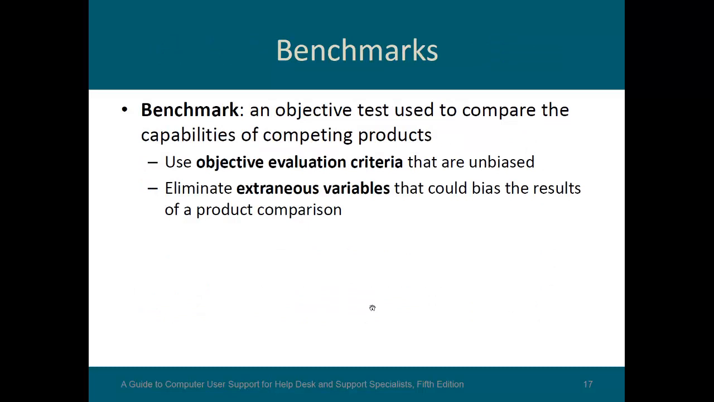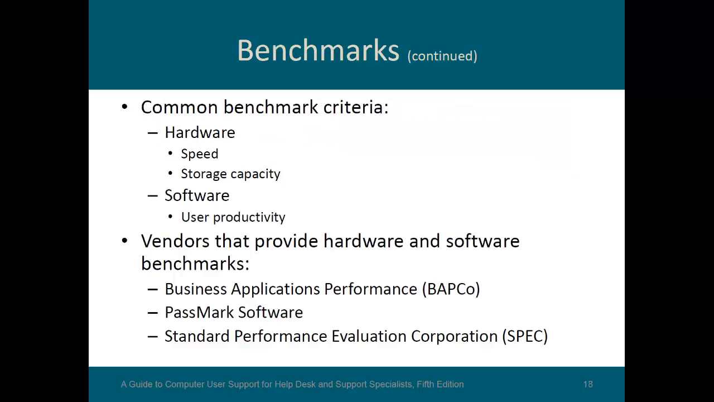Benchmark. A benchmark is an objective test used to compare the capabilities of competing products. So you set them all up to use the exact same test and you see how they perform. You use objective evaluation criteria that are unbiased, and you eliminate extraneous variables that could bias the results. Common benchmark criteria are hardware speed, storage capacity, and user productivity. Does it make things run better for the company? Vendors that provide hardware and software benchmarks include Business Applications Performance Corporation, or BAPCO, Passmark Software, and Standard Performance Evaluation Corporation. So these different vendors can provide software testing for benchmarks.